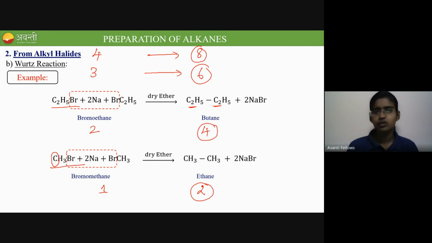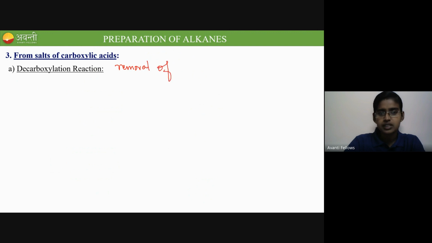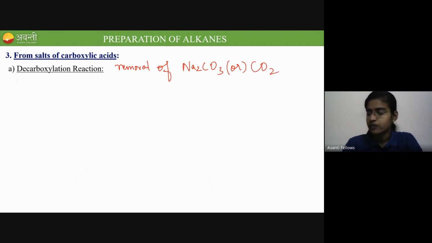So I think we can go for the third reaction. The third reaction is from salts of carboxylic acid. We are going to take a carboxylic acid salt, and from that salt we are going to prepare the alkane. Under this also there are 2 categories. The first reaction is the decarboxylation reaction. So what is meant by decarboxylation? It is the removal of Na2CO3 or the removal of CO2. Removal of sodium carbonate or carbon dioxide is called a decarboxylation reaction.